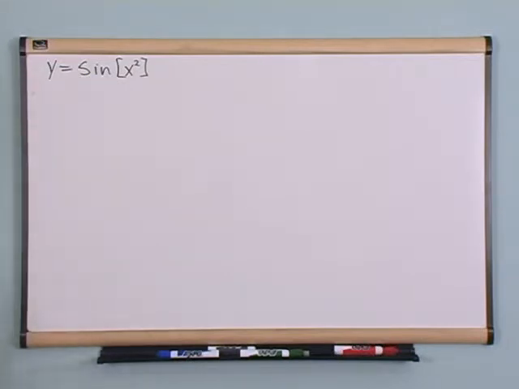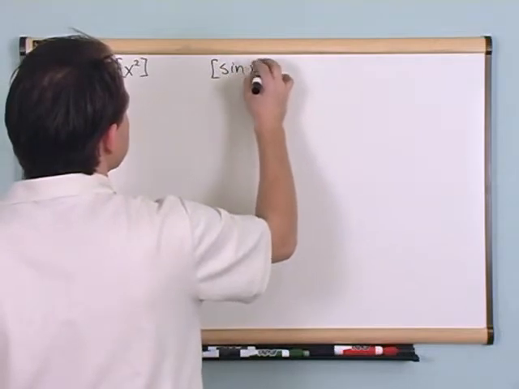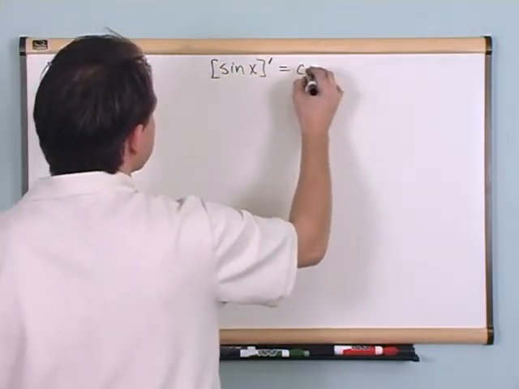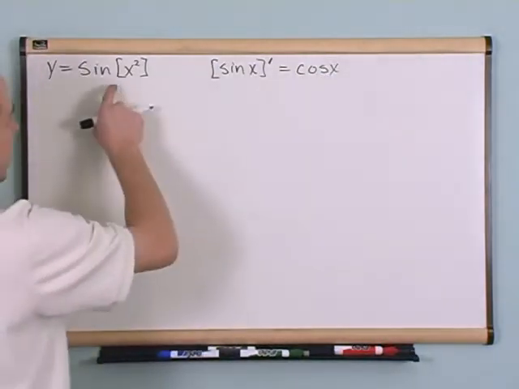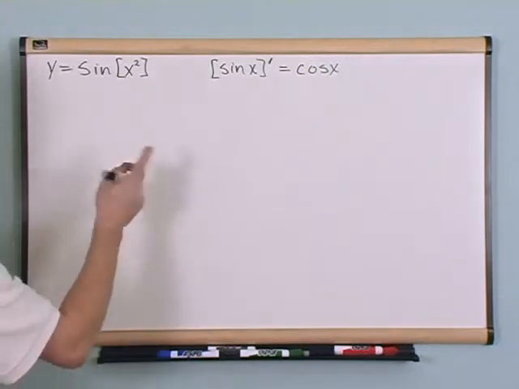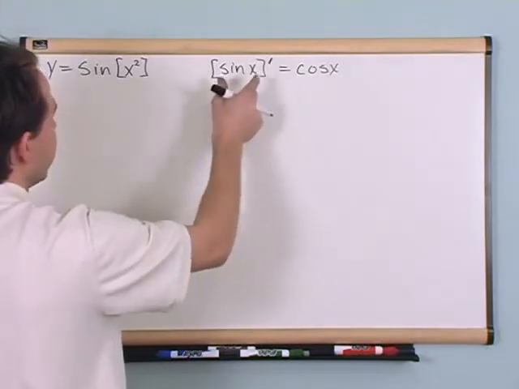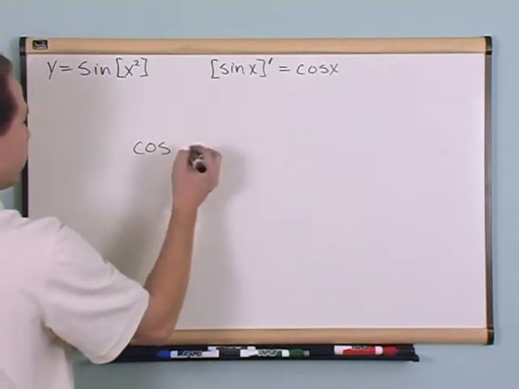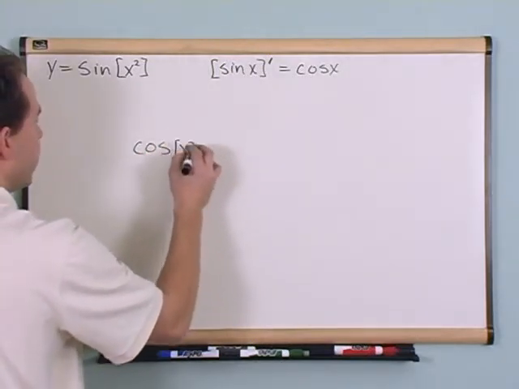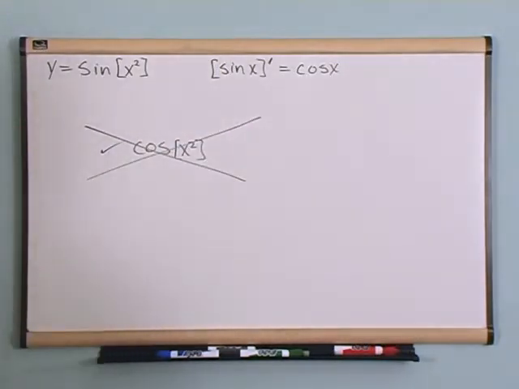Well, at first glance, you say, this isn't so bad. I already know what the derivative of sine is. The derivative of sine, as I've already told you, is just equal to cosine. But this is not the same thing as this. You've got to make sure you don't fall into the trap. You can't look at this and say, well, since the derivative of sine is cosine, then the derivative of sine of x squared is just cosine of x squared. That's it, that's the derivative. No. Absolutely wrong. You cannot do that.